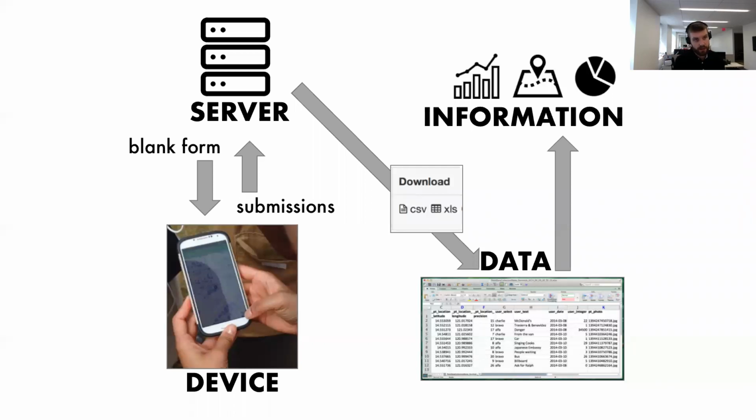Generally then, the server provides some sort of export functionality so that you can access the data via an API or a download, usually in some sort of open format like a CSV or XLS file, your basic spreadsheet. And then from that data, you want to be able to create information.